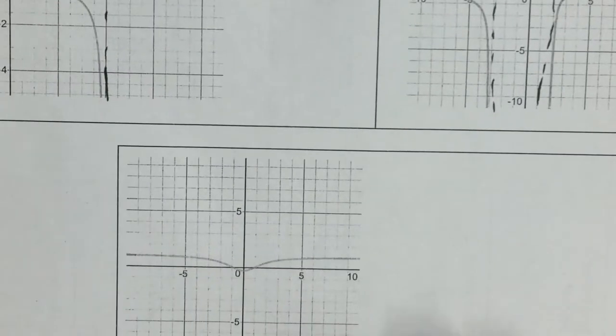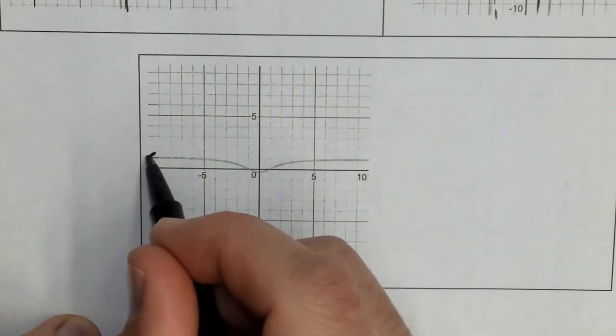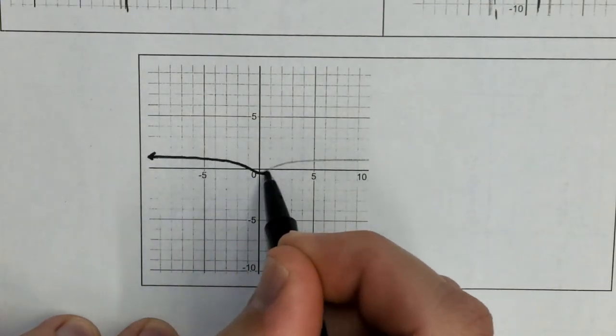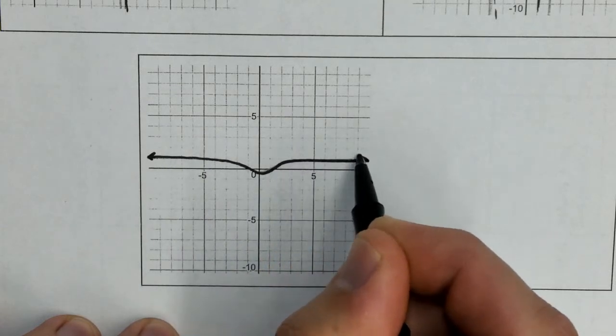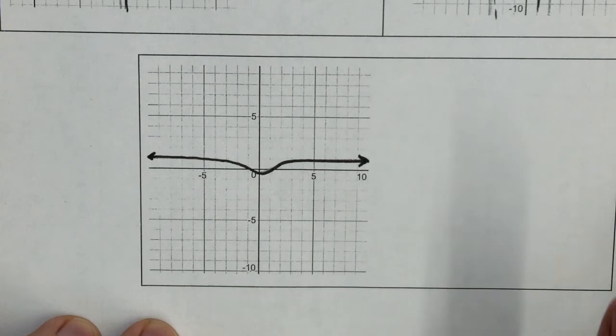Here's the graph of the third function there. You can see that this has no vertical asymptotes. It's got sort of just a dip there, and then it kind of flattens out. And so this one has no vertical asymptotes.